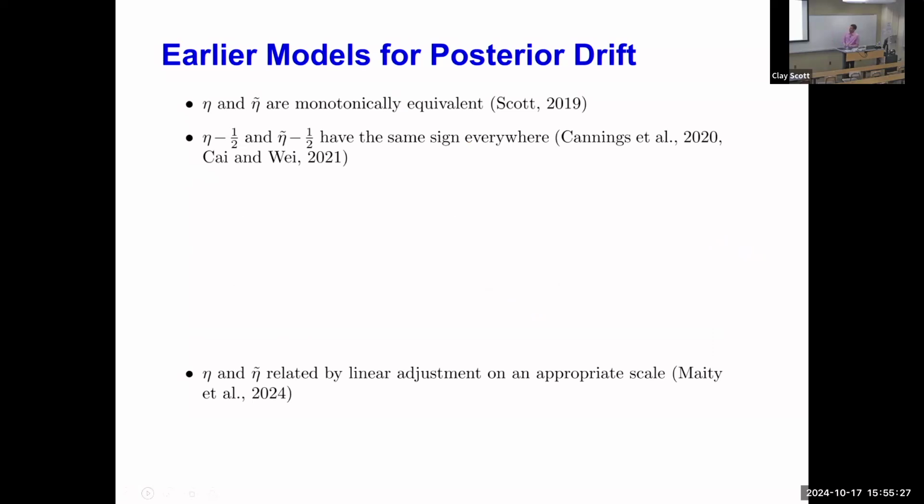In one of my earlier papers, I looked at the case where eta and eta tilde were monotonically equivalent. One is a monotone transformation of the other, and I analyzed it looking at a different performance measure than the one I'm looking at today. Today, I'm focused on the 0-1 loss and the associated risk.